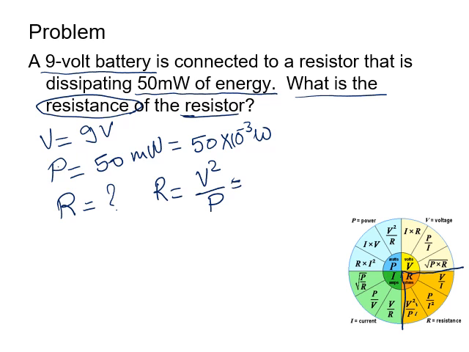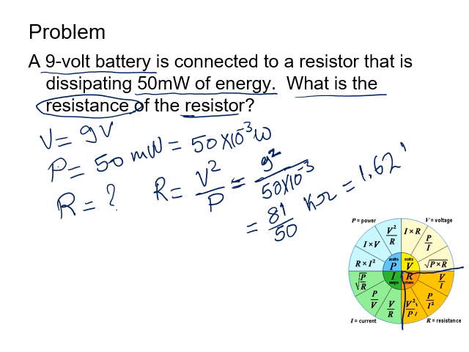So if we plug in the numbers, V squared is 9 squared, and then divided by P, which is 50 times 10 to the minus 3. If you grab our calculator, that's going to be 81 divided by 50, and my answer is going to be in kilo ohms, which is equal to 1.62 kilo ohms.